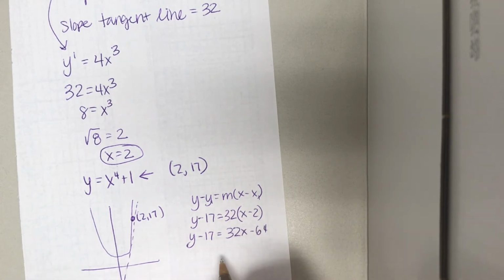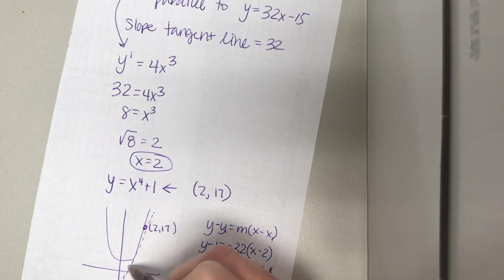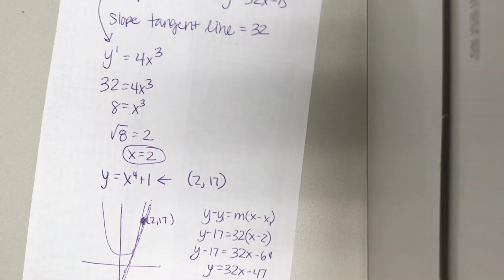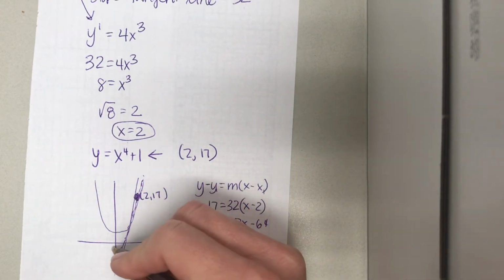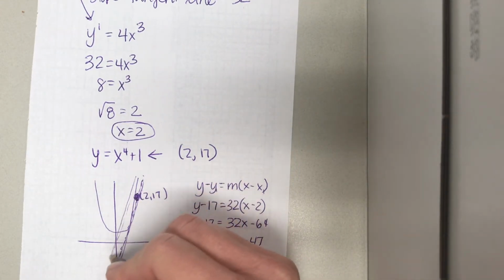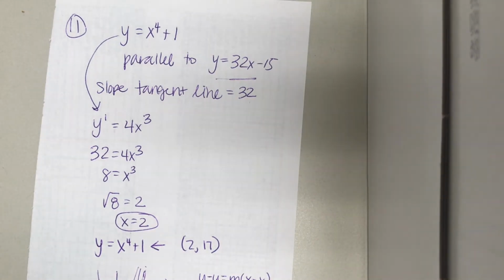And then I'm going to add the 17. So y equals 32x minus 47. And if you would type that into Desmos, you're going to see that line is going to hit exactly at the coordinate 2, 17. And you're going to see that it's parallel to the original line of y equals 32x minus 15. So that's kind of an interesting problem.